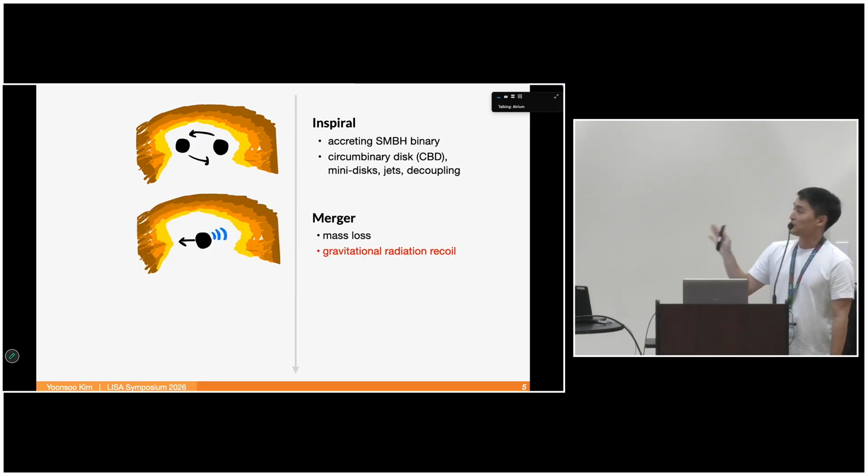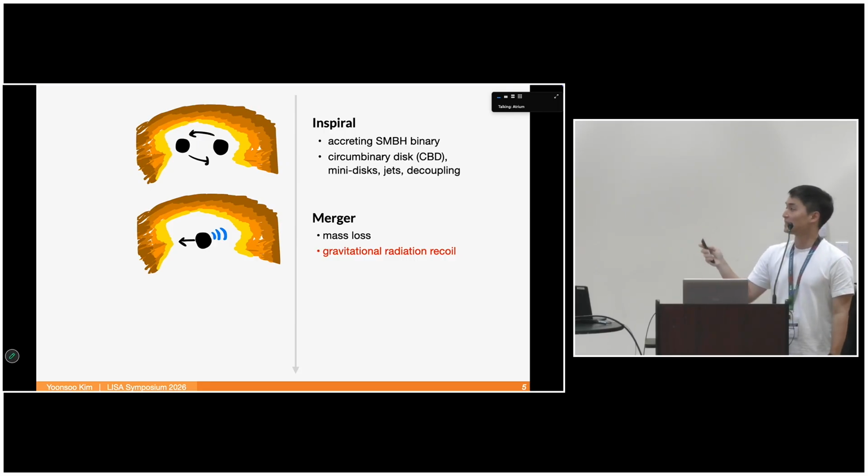In the moment of merger, I want to point out 2 very important general relativistic effects. First is the gravitational wave mass loss. Because you radiate energy in the form of gravitational waves, this remnant actually loses about several percent of mass. And another important thing is, if your binary is asymmetric or individual components have spin, your remnant can pick up a linear momentum in one direction, which is called a gravitational wave kick or gravitational wave recoil.